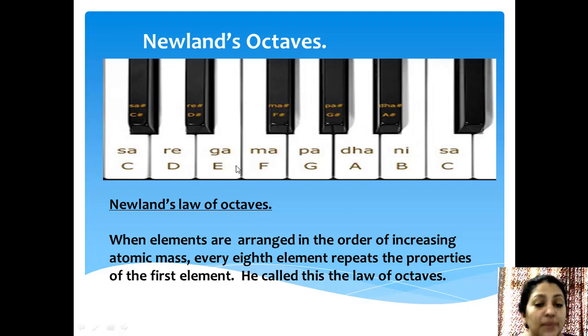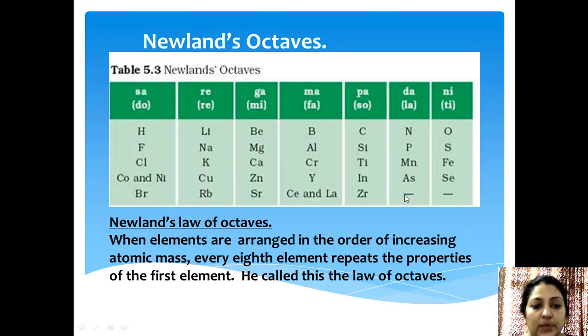So here, similarly, like in the case of music, Newland proposed that when elements are arranged in the order of increasing atomic mass, every 8th element repeats the properties of the first element. He called this the law of octaves. Octaves means in music, Sa repeats again as the 8th note. This is Newland's octaves.